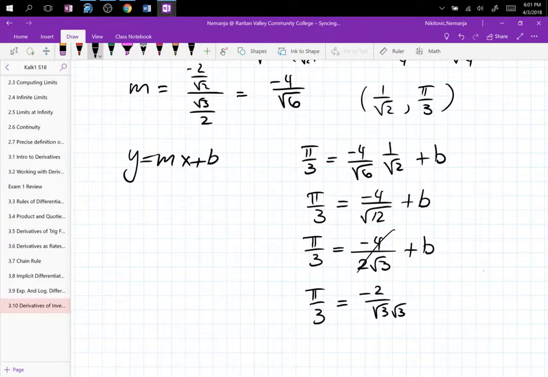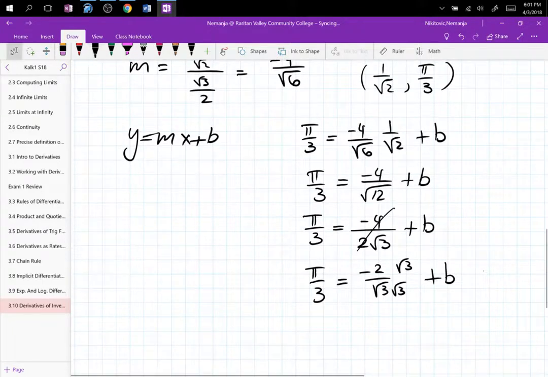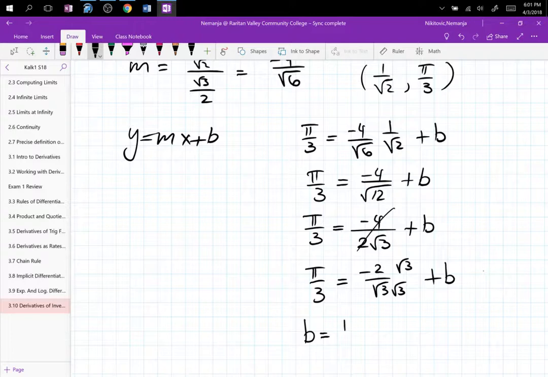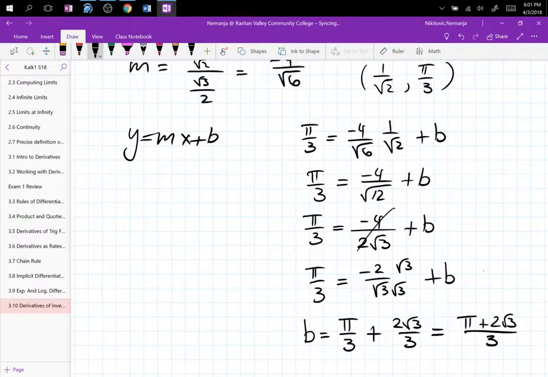And I'm going to rationalize this. I'm rationalizing it because when I get the b alone, it's going to be pi over 3 plus, right, because this goes to the other side, 2 root 3 over 3, which is common denominator, so this is pi plus 2 root 3 over 3. And there's my tangent line.